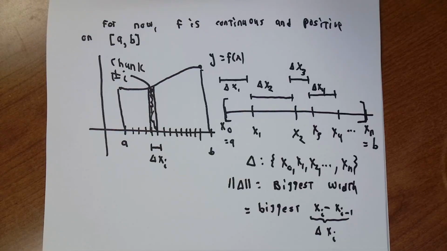To make the estimates better, we make the delta x's small. We make the biggest of them tend to 0, which makes all of them tend to 0. We will take the limit as the norm of the partition tends to 0.